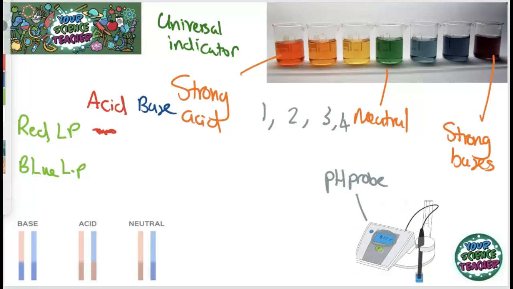However, if the red litmus paper is placed into a basic solution, it will turn blue. Now, the other type of litmus paper is blue litmus paper, and if blue litmus paper is placed in an acid, it will turn red, and if it is placed into a base, it will stay blue. And that's what this diagram down here is showing as well.